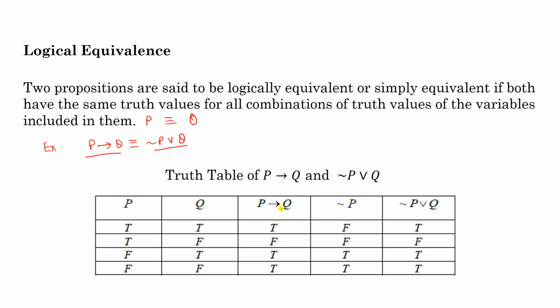So if you check the values of this column and this column, you will see this is true, true, false, false, true, true, true, true. So all these truth values are the same for each of these combinations. That's why you can say P implies Q is equivalent to negation P or Q. Now we have proved this logical equivalence. Further, you can use this equivalence as a formula.